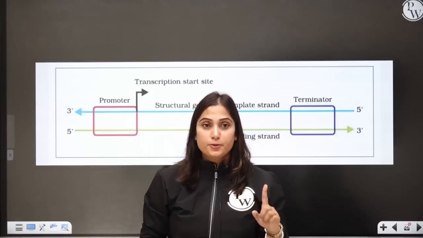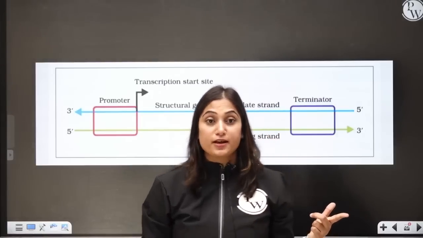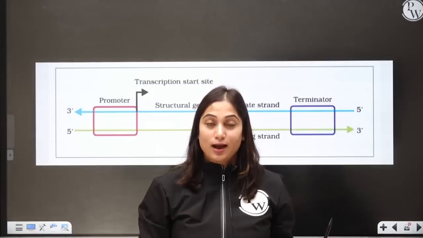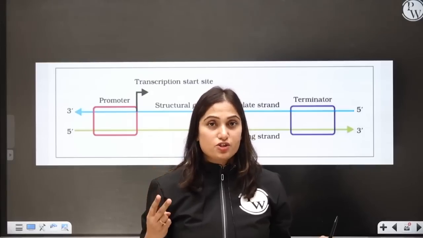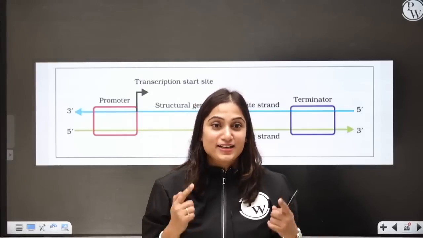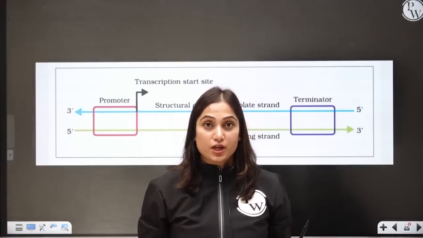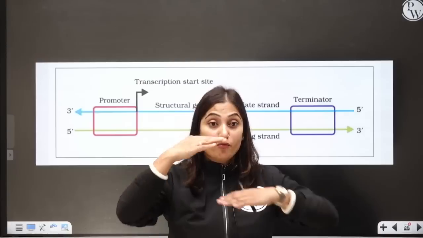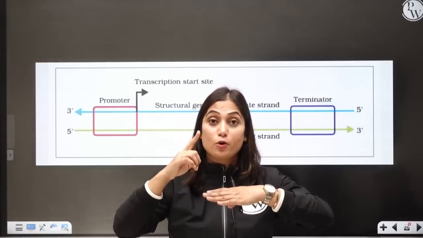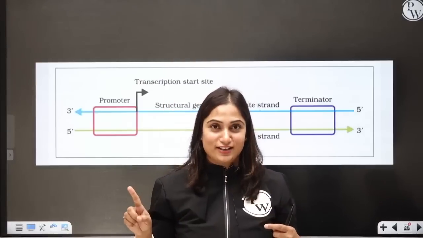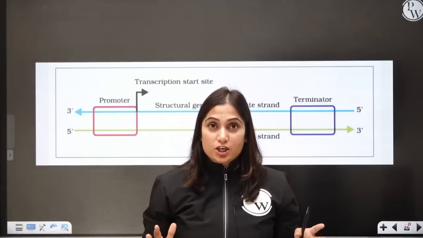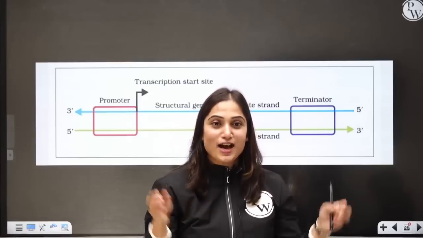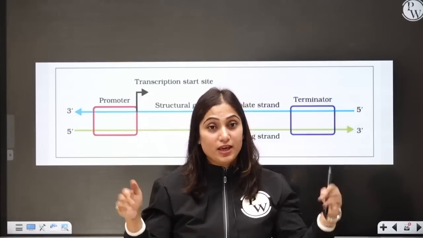But here, let me make some points clear: transcription is different from replication. How? In replication, both the strands of DNA were acting as template strands. But in case of transcription, only one strand will act as template strand. That means RNA will be formed only on one of these strands, not on the other strand. And second, in replication, the entire length of DNA participates, but during transcription, only a part of DNA participates, which needs to be expressed.